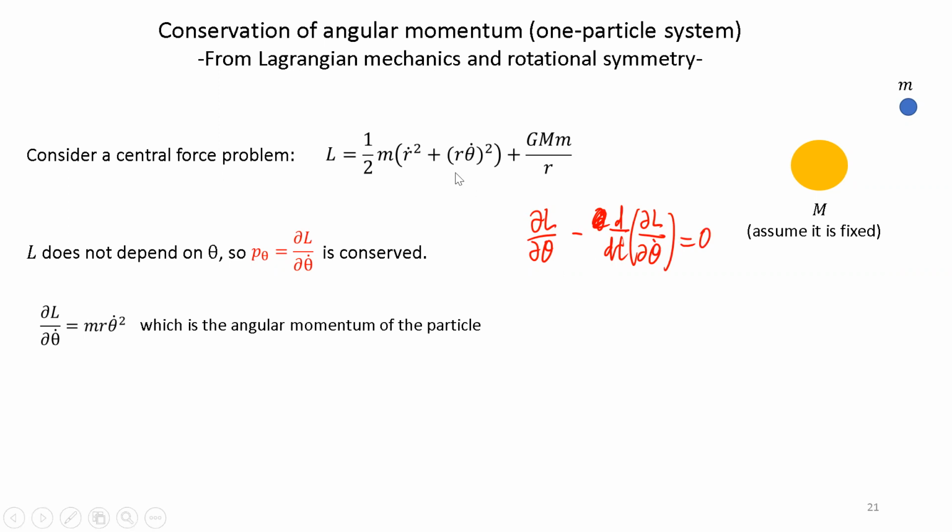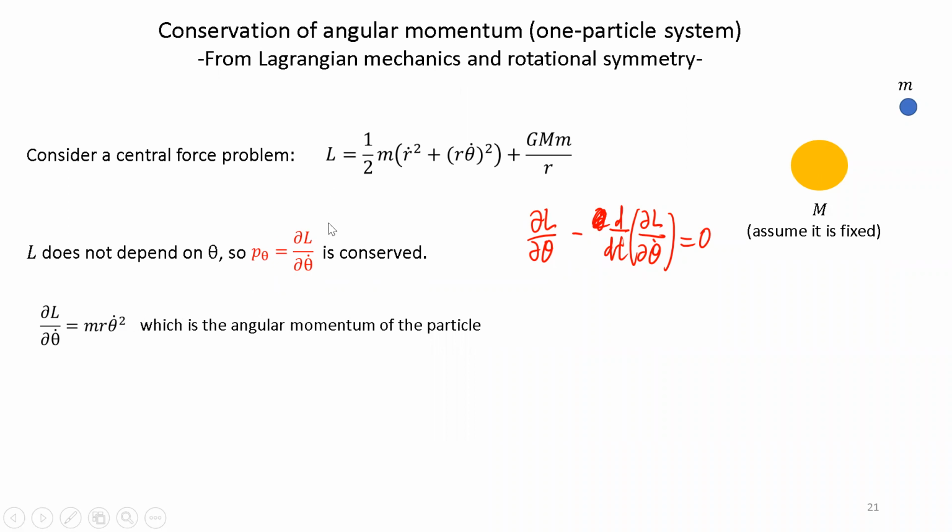Now in this Lagrangian, the partial L partial theta is zero. That means that the time derivative of partial L partial theta dot is zero. And remember, this partial L partial theta dot is known as a generalized momentum. In this case, this generalized momentum is the angular momentum of the particle. You can go ahead and take partial L partial theta dot, and you will exactly find that this is m r squared theta dot.